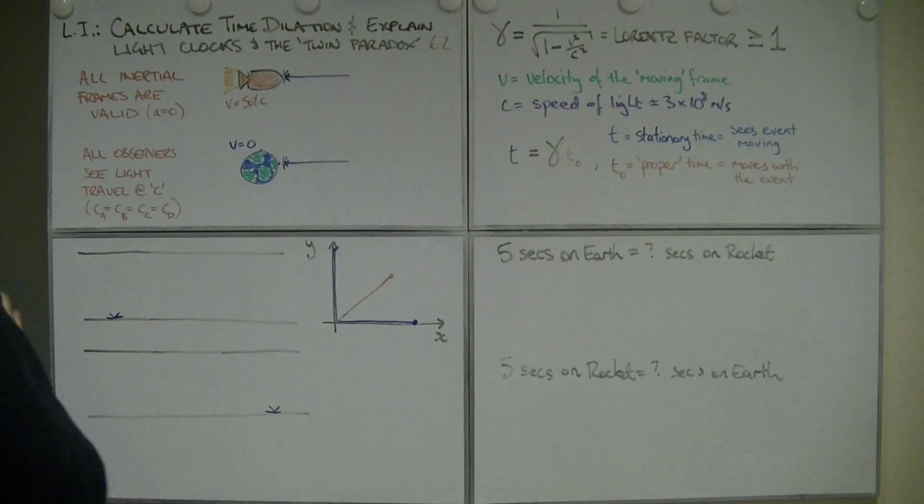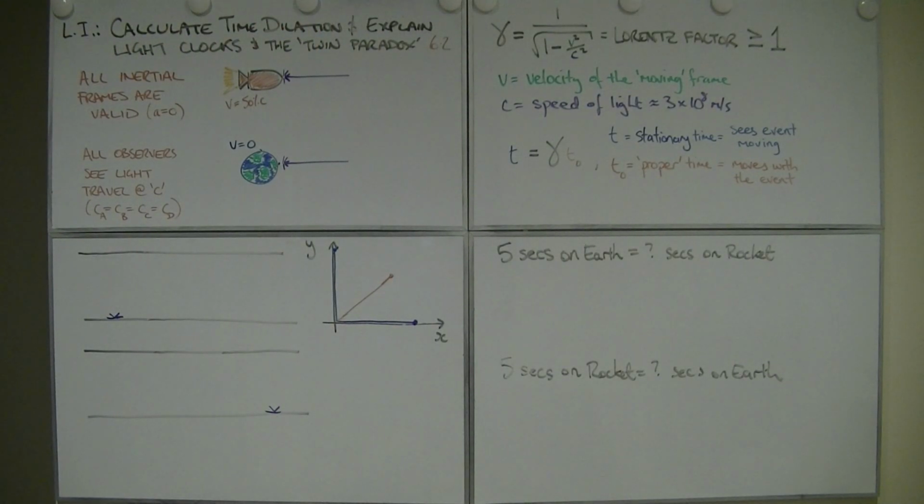Okay, calculate time dilation and explain light clocks, as well as the twin paradox. And I've got paradox in air quotes there for a reason. So this is all 6.2.